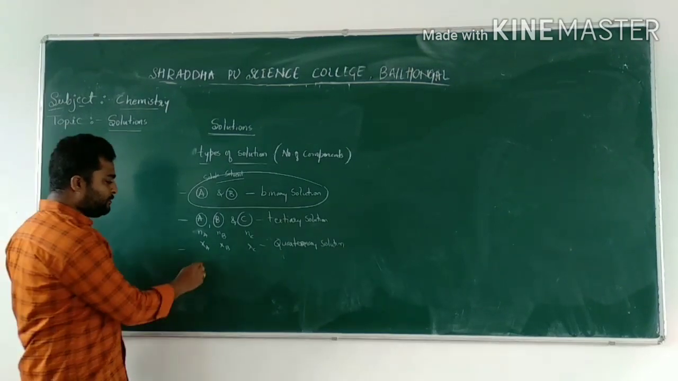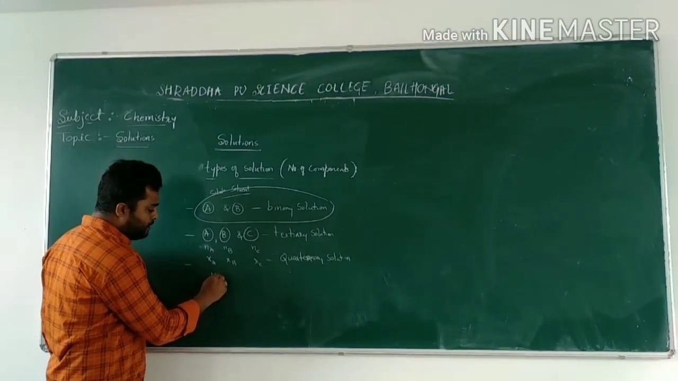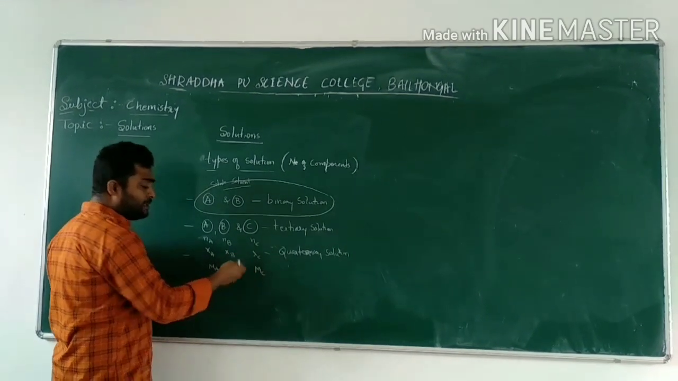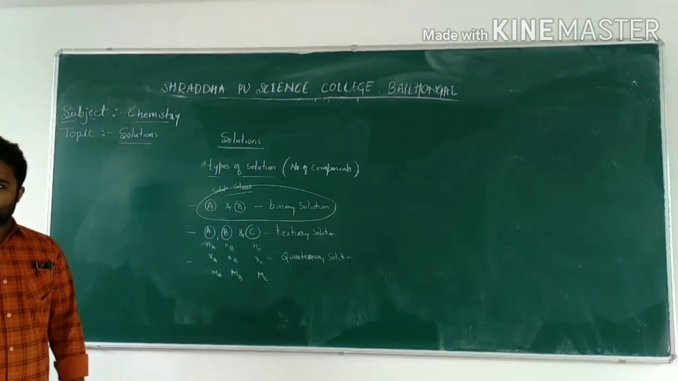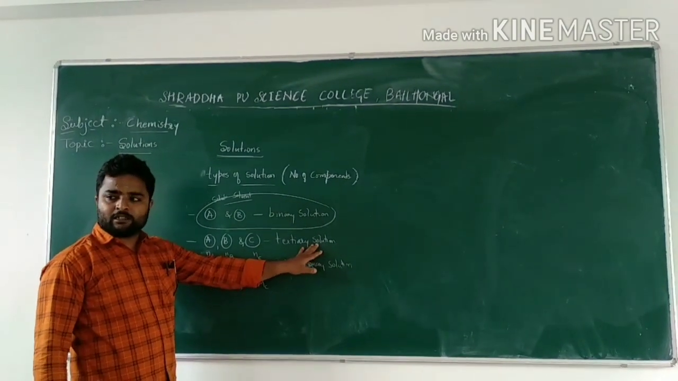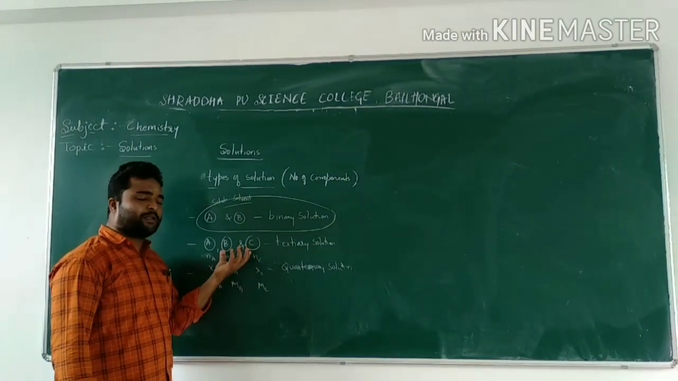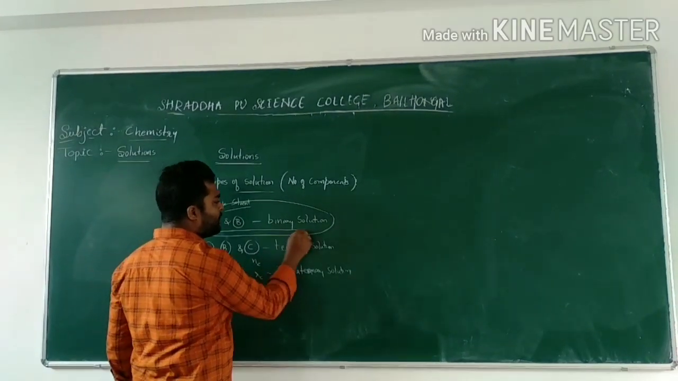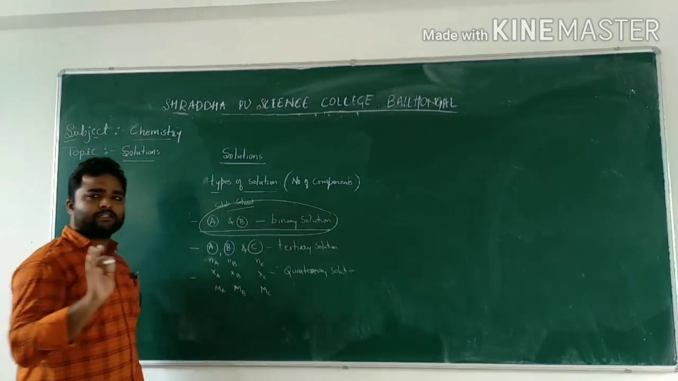Okay, then you will be having what? Molarity A, molarity B and molarity C. Okay, it means the calculation becomes quite difficult. It does not mean that you will not be studying this. Once you go for higher classes, then you will be learning regarding tertiary solution. But at this level, your pure focus should be on only binary solution.